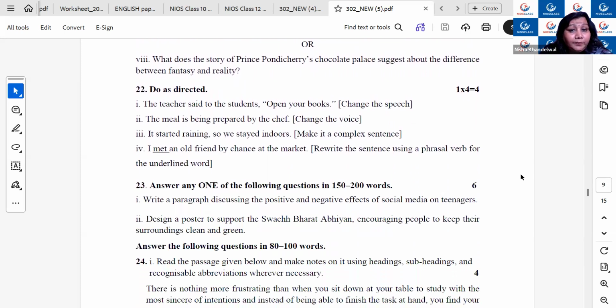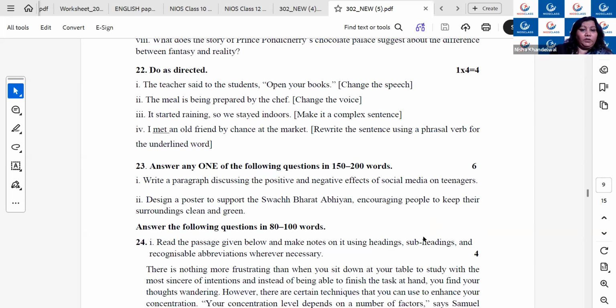Now, change the speech, that means direct speech into indirect speech. Then change the voice. Now this is passive voice, you need to change it into active voice. Make it a complex sentence, that you can also do. Rewrite the sentence using a phrasal verb for the underlined word. Okay, "I met an old friend." Now "met" must be replaced by a phrasal verb. So phrasal verbs we have also discussed. Now, paragraph and design a poster. That is also there. And then we have, this is a writing question again.